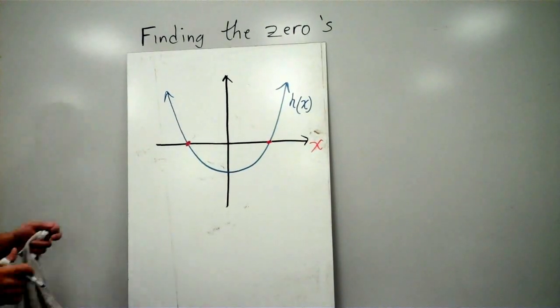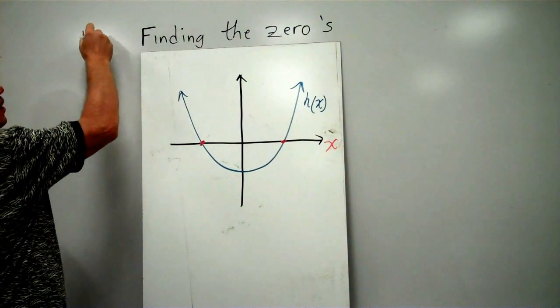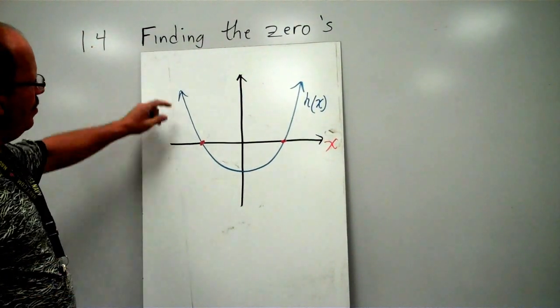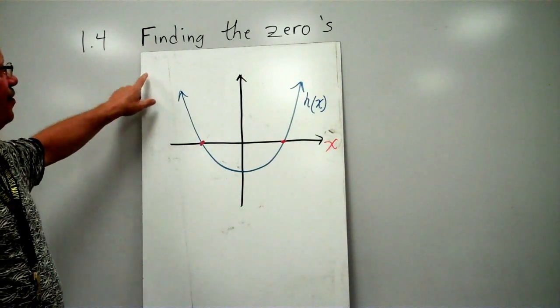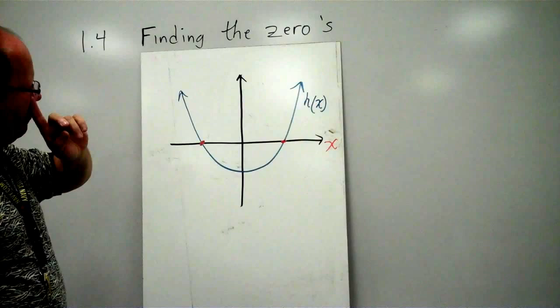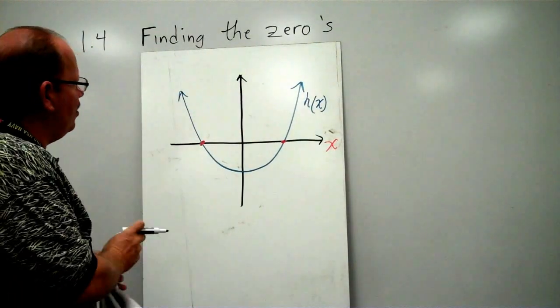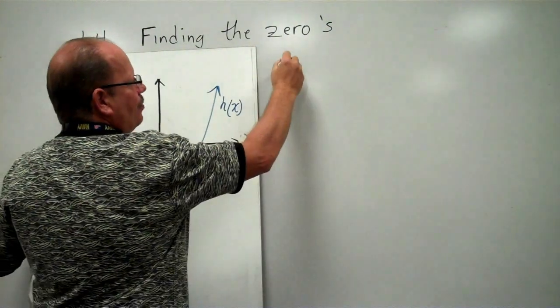Fraction. Good. Okay, the next part of 1.4 will be looking at the graph, and we'll be talking now about the zeros of the graph. When we have a graph, graphically finding the zeros is simply identifying the x-intercepts.